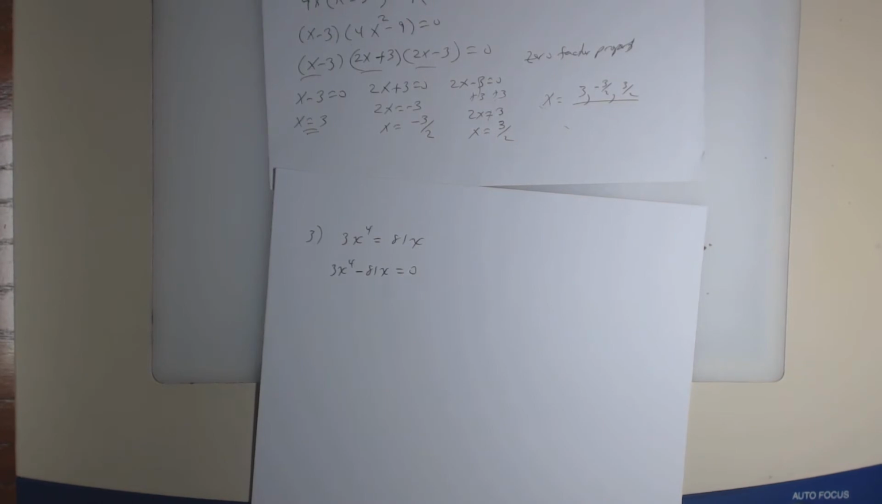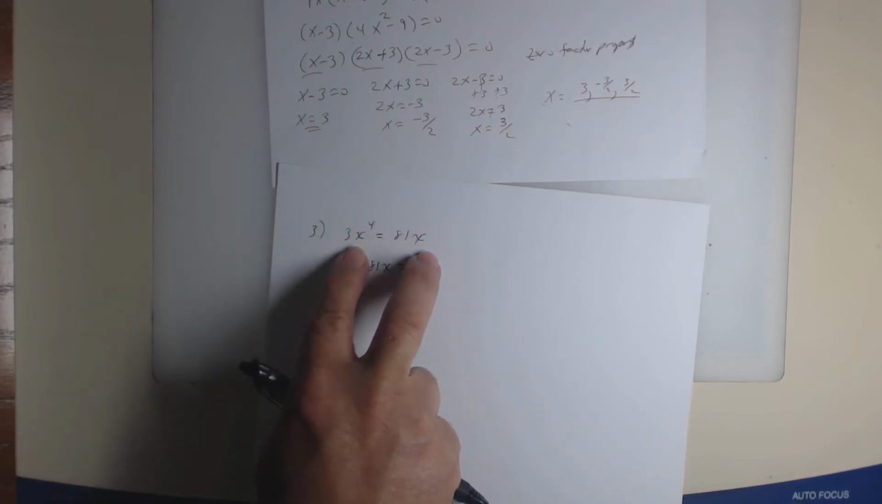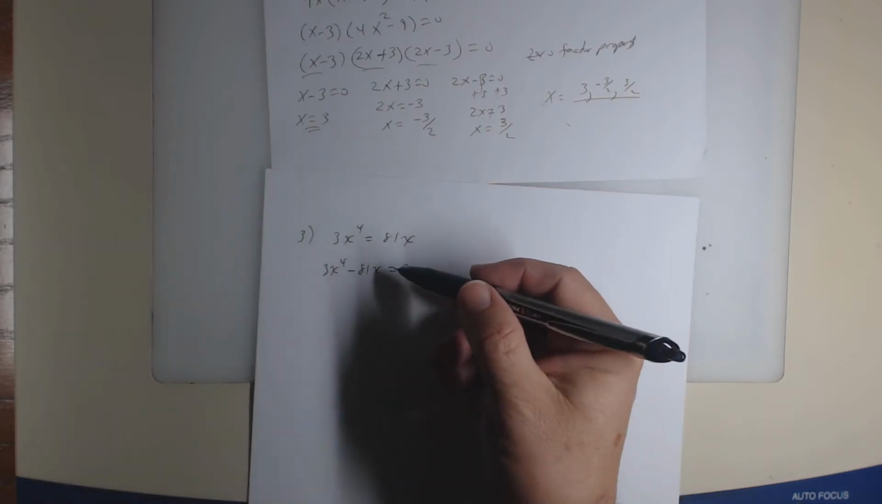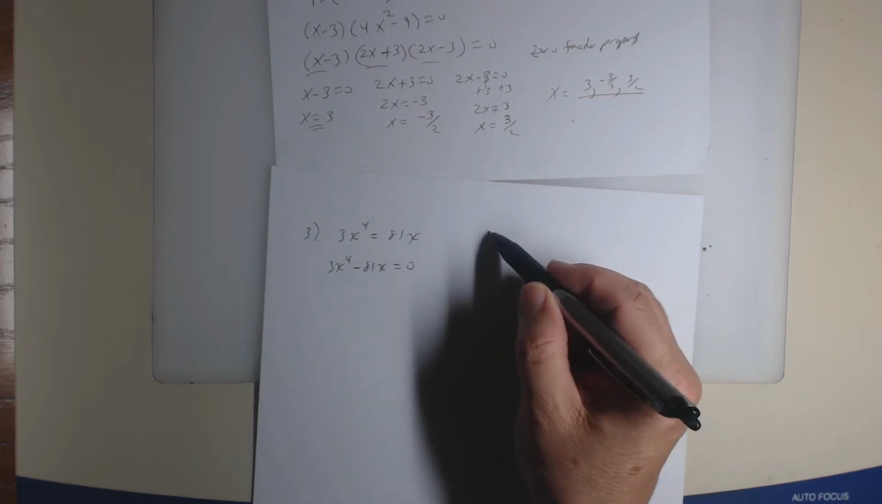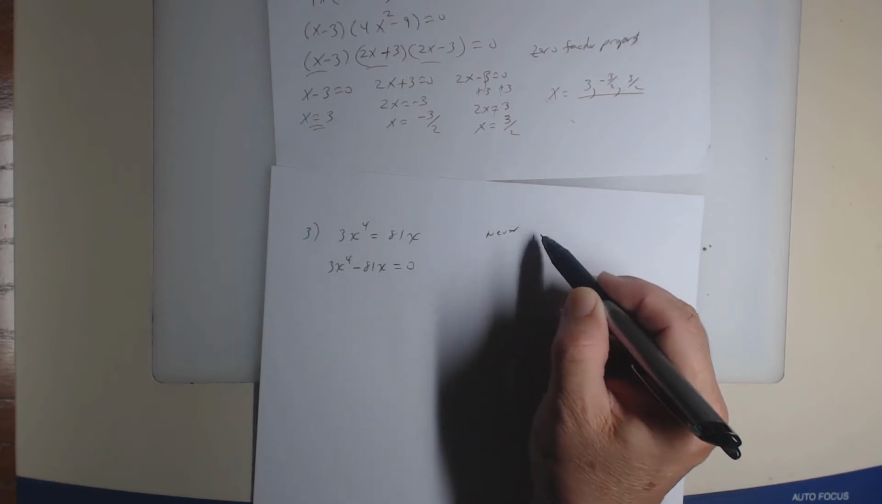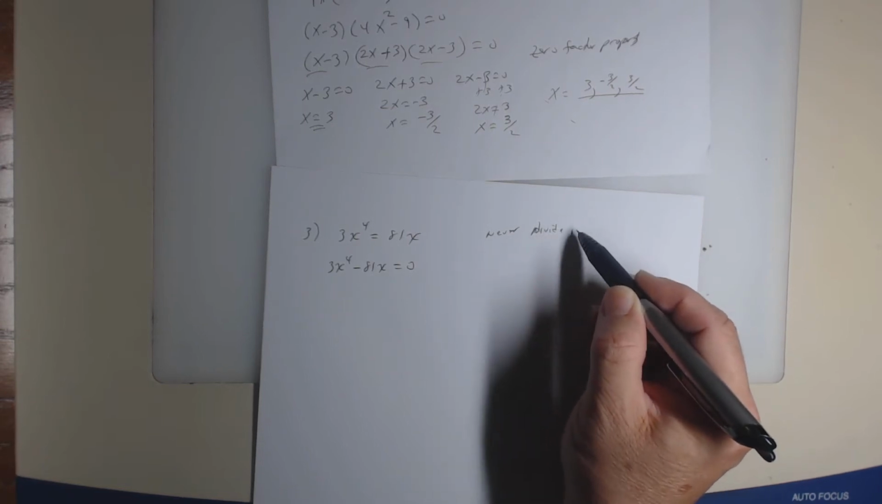Right. Now before I go on, a mistake people make, see how both sides have an x? Mistake people make is they want to divide by x. You should never divide by a variable. What happens when you divide by a variable, you lose one of your solutions. So never divide both sides of an equation by a variable.